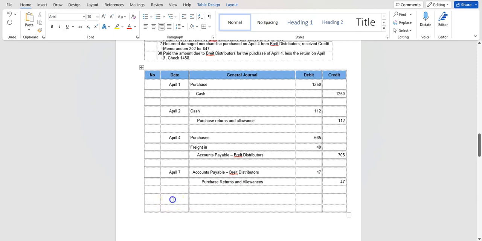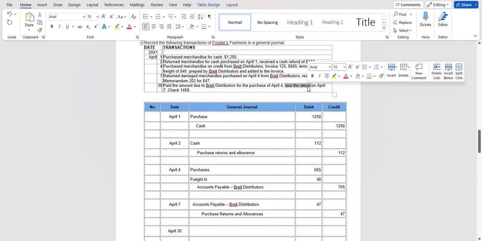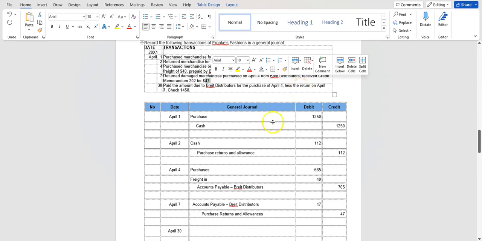Alrighty, then finally, April 30th. And it says on April 30th here in our journal entry, we paid the amount due to Brett Distributors for purchases on April 4th, less, okay, less the return on April 7th. So we do want to consider this $47 return. We don't need to pay that amount.